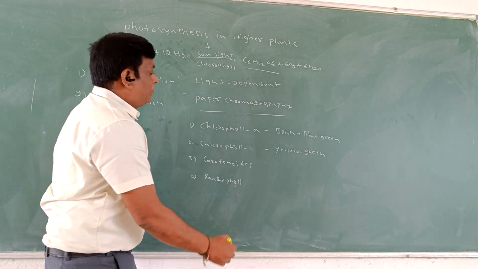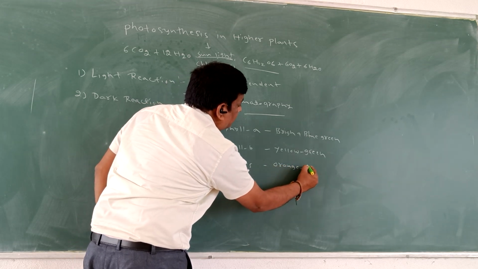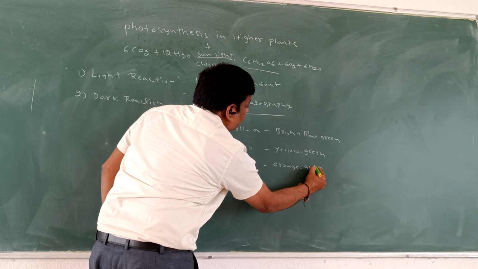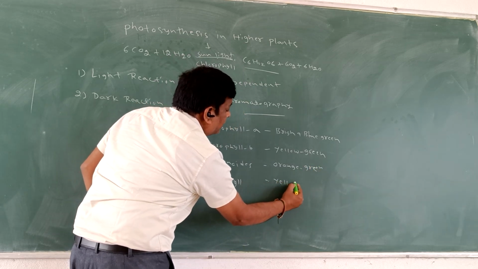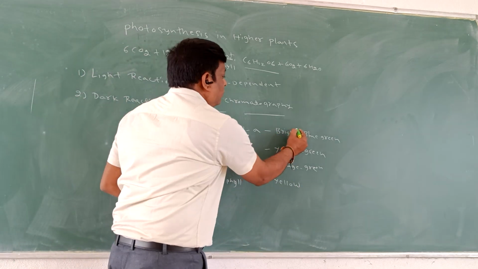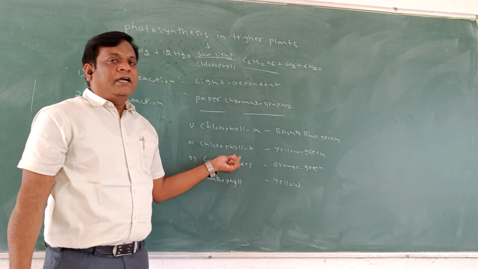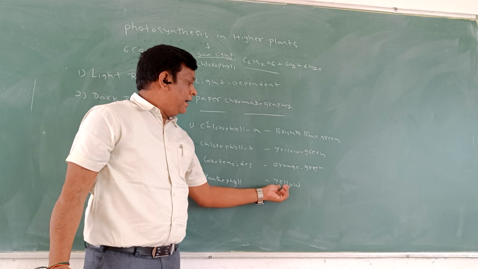The carotenoids show in an orange green color. And the xanthophyll shows the yellow color. Right? The colors mean chlorophyll A is showing bright blue green, chlorophyll B is showing yellow green, the carotenoid is showing orange green, and the xanthophyll is showing the yellow color.